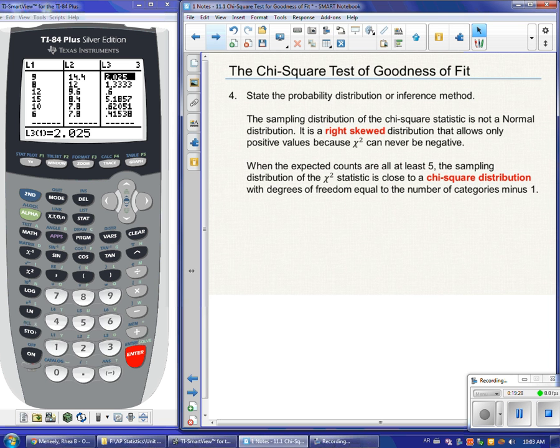When the expected counts are all at least 5, the sampling distribution of the chi-squared statistic is going to be close to a chi-squared distribution. And notice that the degrees of freedom are equal to the number of categories minus 1, not the number of M&Ms. So remember, we were using n minus 1. This time, the degrees of freedom are computed by the number of categories minus 1. And since I think there were 6 categories with the different colors, our degrees of freedom in this case would be 5. Okay?